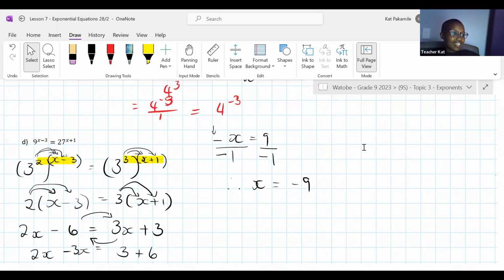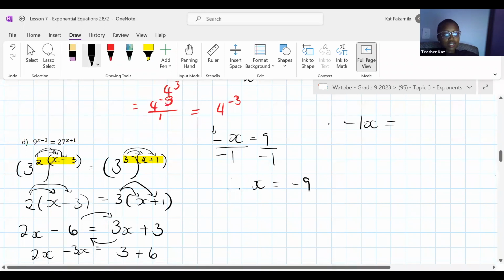I was with you, right, until we started dividing negative x over negative 1. So I don't know how we got to negative x over negative 1 equals 9 over negative 1. Okay, we subtract 3 from 2. 2 minus 3 is negative 1. Do you agree? Mm-hmm. So we said 2x minus 3x, and we got negative 1x. I just didn't write the 1. So we got negative 1x equals, then we said 3 plus 6, and we got a 9.